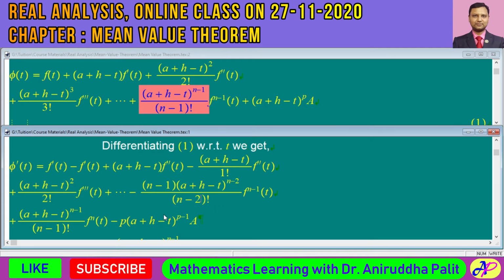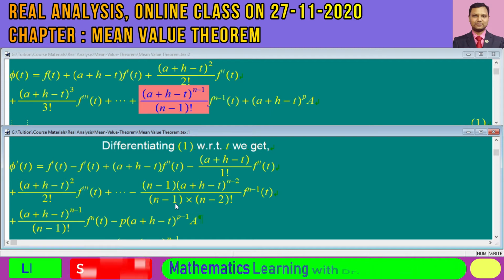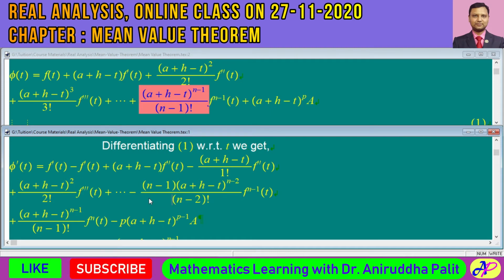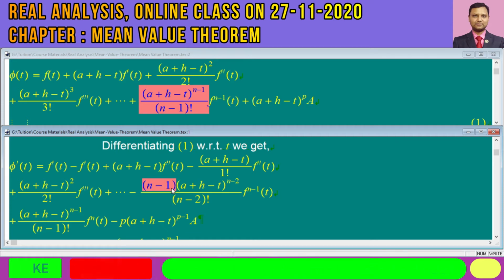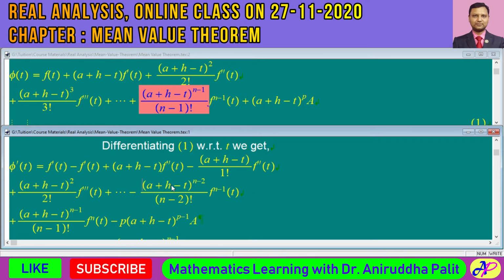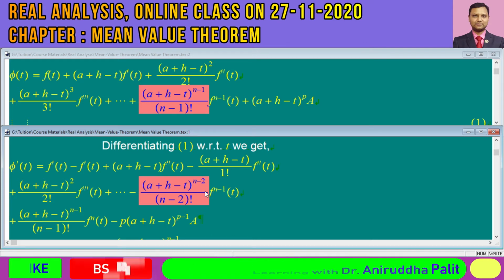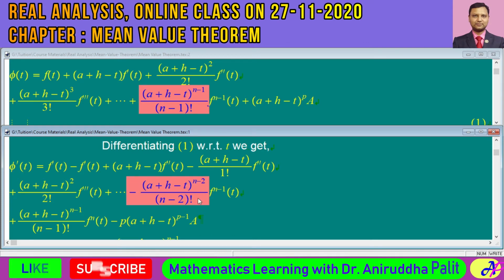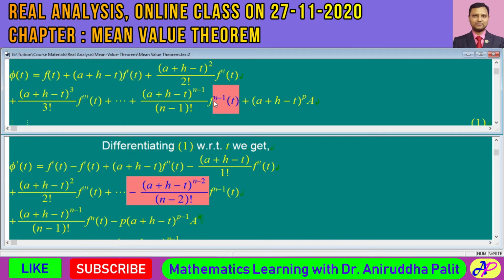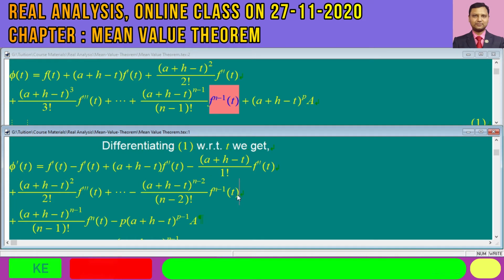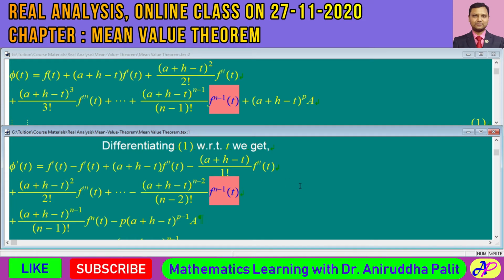We can write it in this way, that this factorial of n minus 1 can be written as n minus 1 into factorial of n minus 2, and therefore this factorial of n minus 1 will get cancelled with this factor n minus 1. So we will have this kind of expression. So this is actually the derivative of the first factor, and this second factor is kept fixed over here.